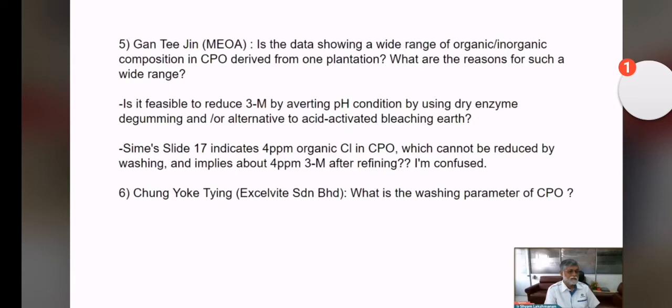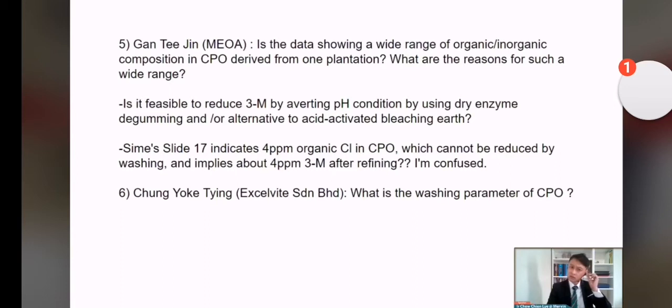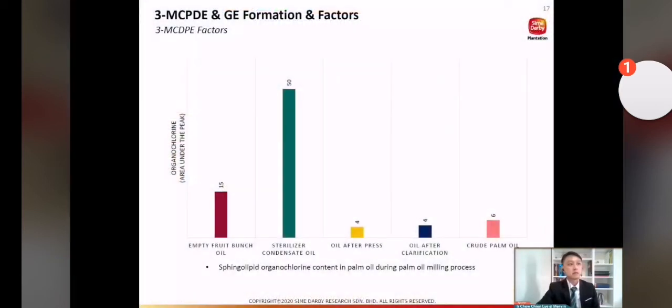Okay. Next question, I think, is for you, Mervyn. That's on your slide 17, where you indicate 4 ppm organic chloride in CPO, which cannot be reduced by washing, and implies that after about 4 ppm, 3-MCPD after refining. I'm confused. I'm sort of confused with the question actually. Can we go back to slide 17 to see that slide? Is it possible for me to see slide 17? Can you show slide 17?